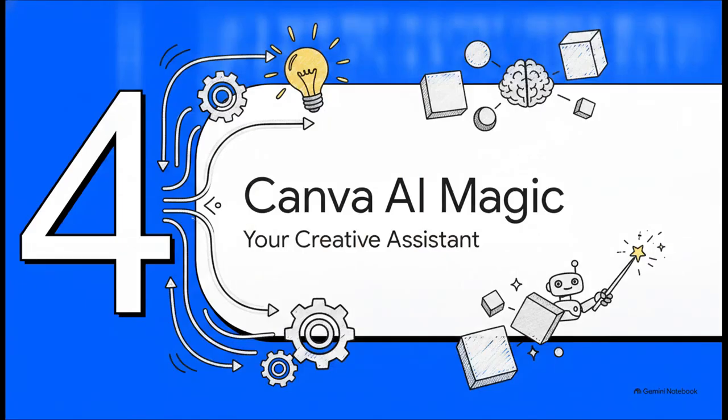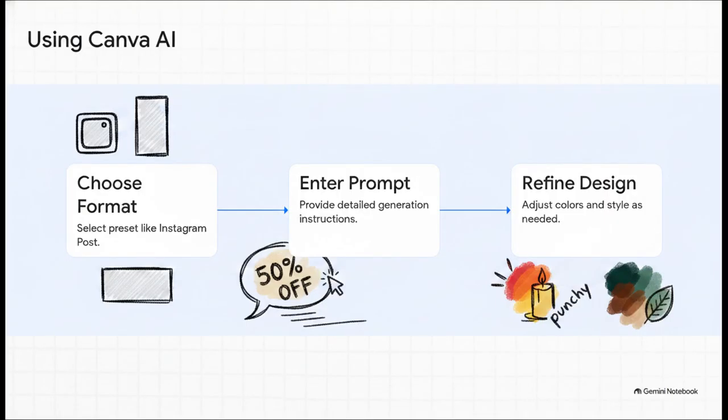Let's move to Section 4, Unlocking Canva AI Magic. Think of this as your built-in creative assistant. So let's look at Canva's newest frontier. Right from the homepage, there's a dedicated Canva AI tab. First, you just choose a format. Next, you enter a detailed prompt.